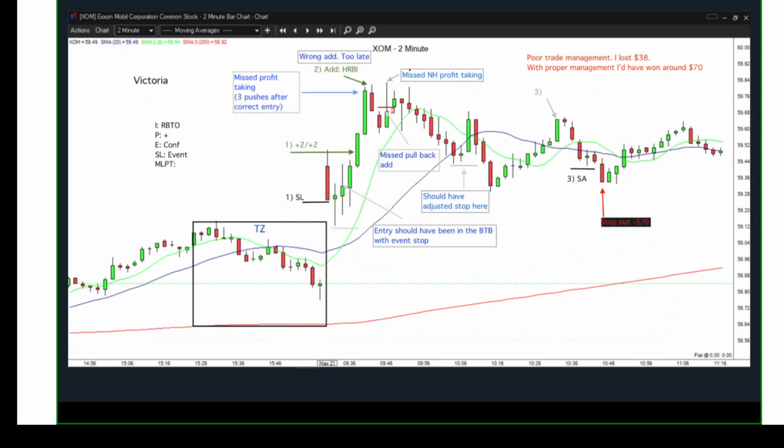Okay, so now it's pulling back. This is different. You see, at some point here you say, okay, now we have a pullback. Now it is pulling back. Meanwhile, our stop is still here, and it should be, because we don't really have a pullback. There is your add. See, here is the add, because now we have a pullback.